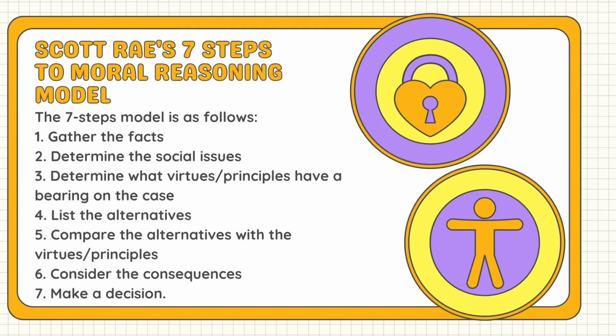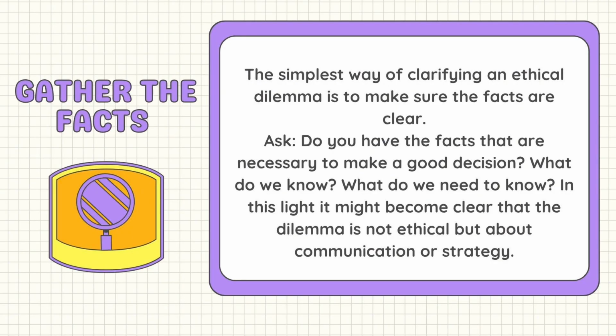So here are the 7 steps of the moral reasoning model. Number 1 is to gather the facts. Number 2, determine the ethical issues. Number 3, determine what virtues and principles have a bearing on the case. Number 4 is to list the alternatives. Number 5, compare the alternatives with the virtues and principles. Number 6, consider the consequences. And number 7, make a decision. Let's discuss first number 1, which is to gather the facts.